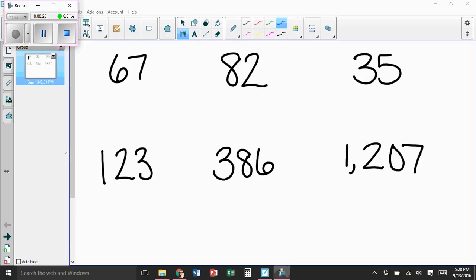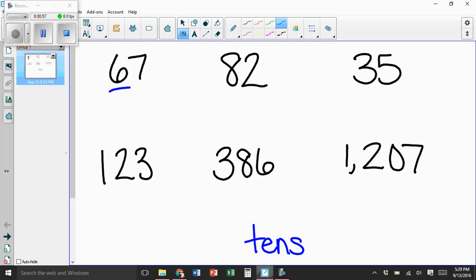So the first thing I have them do, because they will be asked to round to the nearest 10 or the nearest 100, is underline the digit they are being asked to round to. So for example, for this slide, we're going to underline the digit in the tens place. Here's the 67. The 6 is in the tens place. And that number I underline is going to either stay the same or go up.